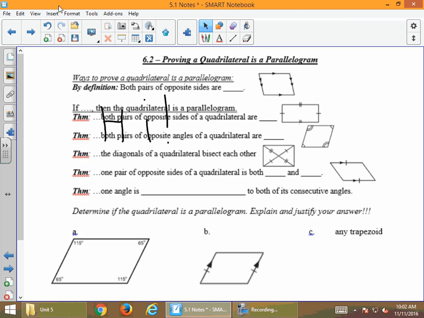Here, it's actually 5.2. It's the bottom of that page from yesterday. Sorry, I did erase your line.